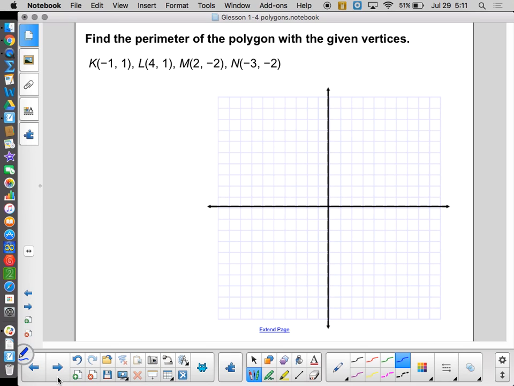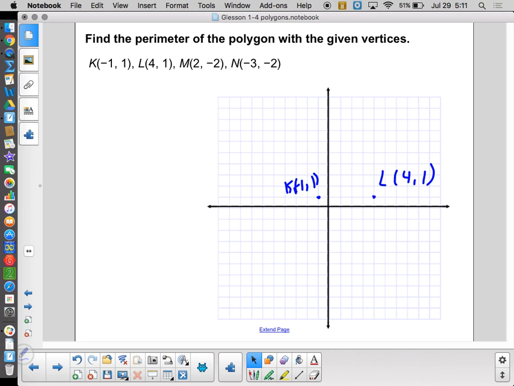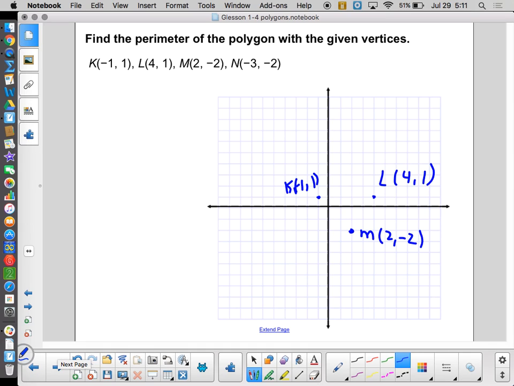Perimeter of this polygon, K, L, M, and N. So K is at -1, 1. There's K. Okay, L is at 4, 1. M is at 2, -2. And N is at -3, -2.